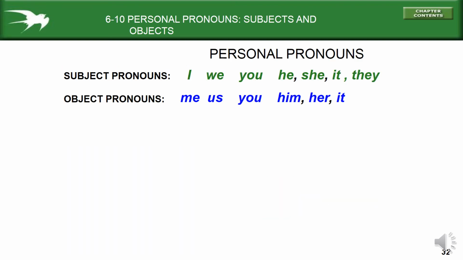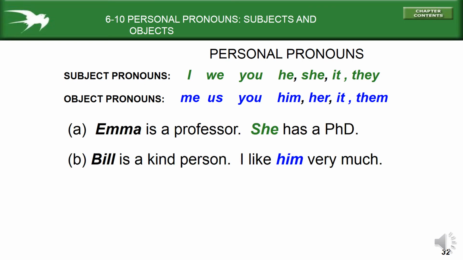We cannot say elephants are interestings animals. Now let's go to chart 6.9, the pronouns. We have subject pronouns and object pronouns. Remember that the subject pronouns replace the subject of the sentence as in A, and the object pronouns replace the objects of the verb in a sentence or the object of a preposition. So in A, she has a PhD. She refers to Emma. I like him very much. Him refers to Bill.